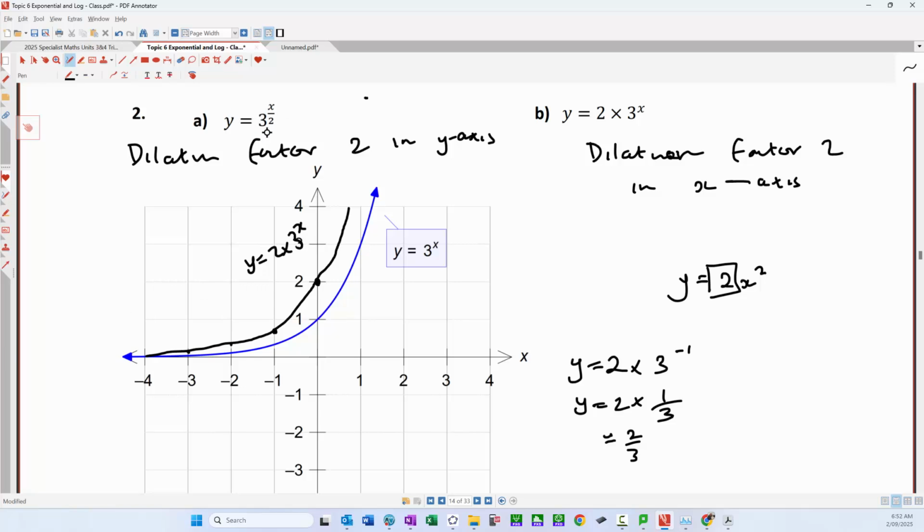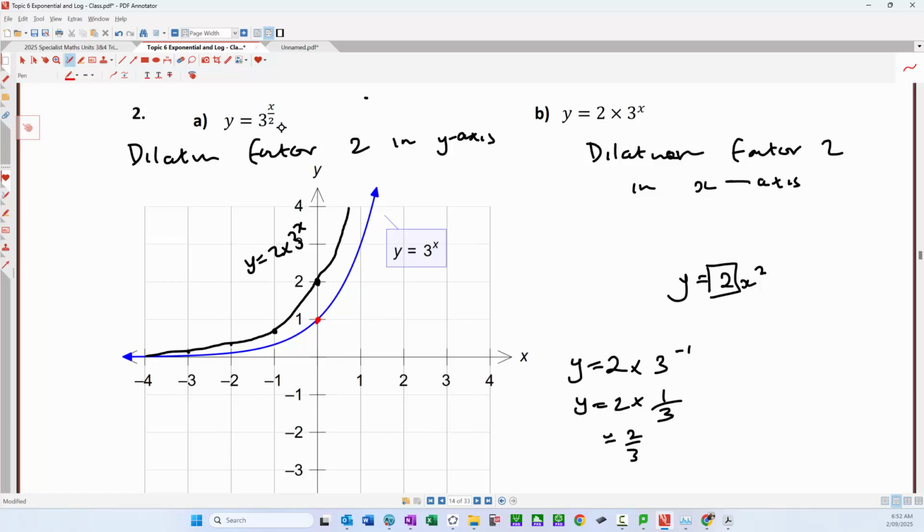Now this one here will dilate it by a factor 2 in the y-axis. So interestingly, this point here is going to stay in exactly the same spot, because when you dilate the y value of 0 by a factor of 2, it stays in the same spot.